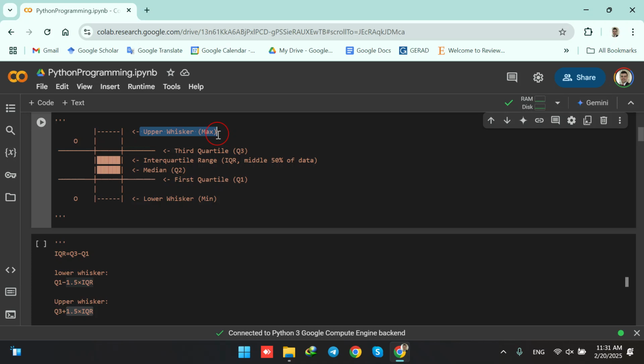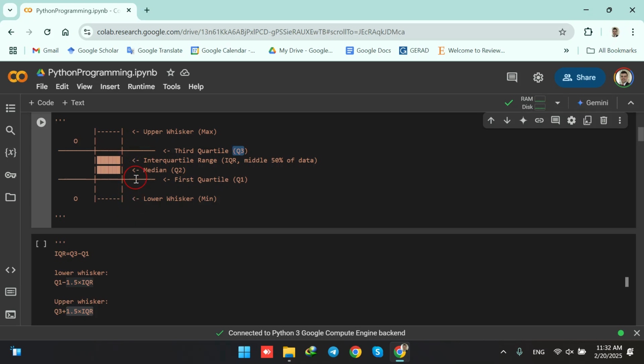Okay? So now let me review. We have Q1, the first quartile. This means that 25% of our data is below this Q1. Q2, which is the median, means that 50% of the data is below and 50% is above. Q3, which is our third quartile, means that 75% of the data is below this Q3.